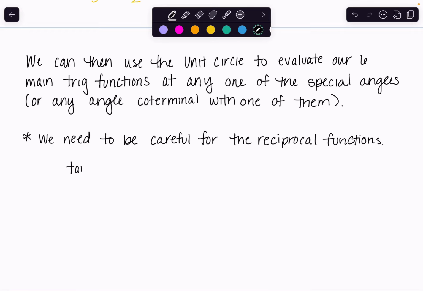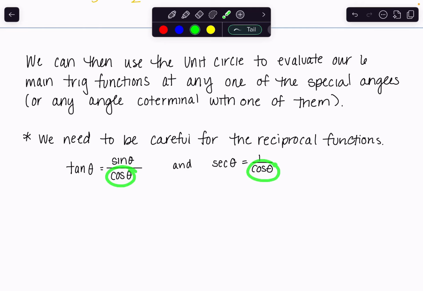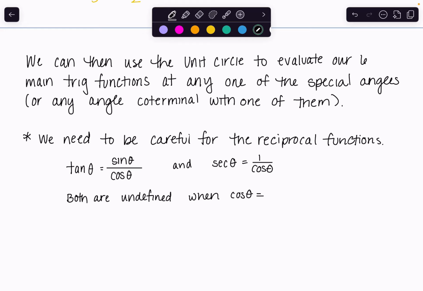But if you think about tangent of theta, that is sine of theta over cosine of theta. And the other reciprocal function that has cosine in the bottom is secant. Secant of theta is 1 over cosine of theta. Both of these run into issues when cosine of theta is 0, because then we divide by 0. So these are undefined when cosine of theta equals 0.